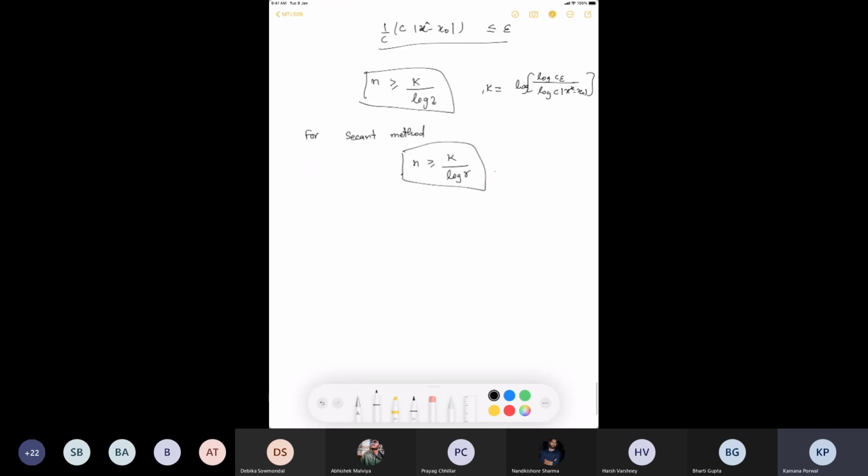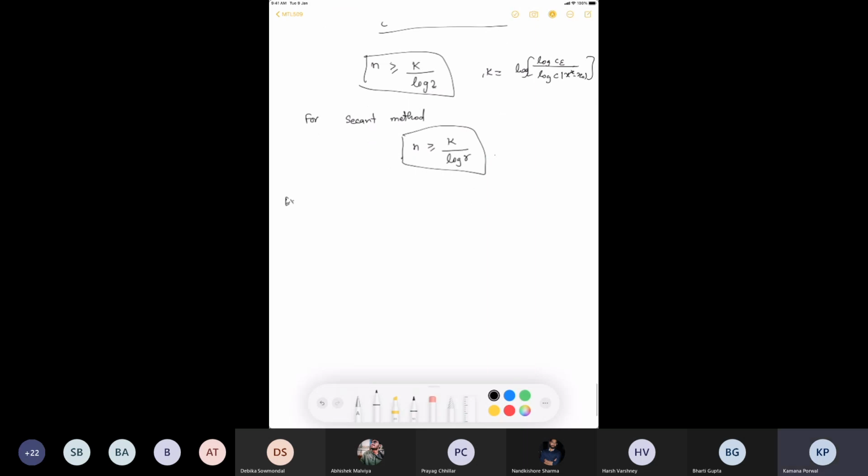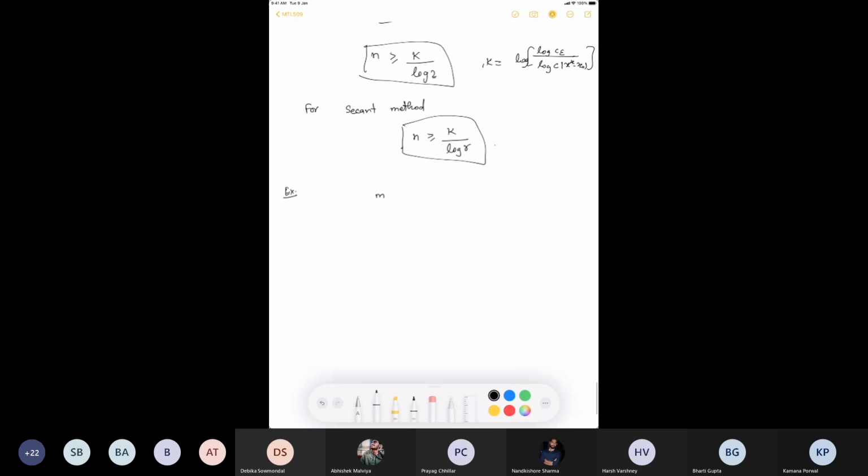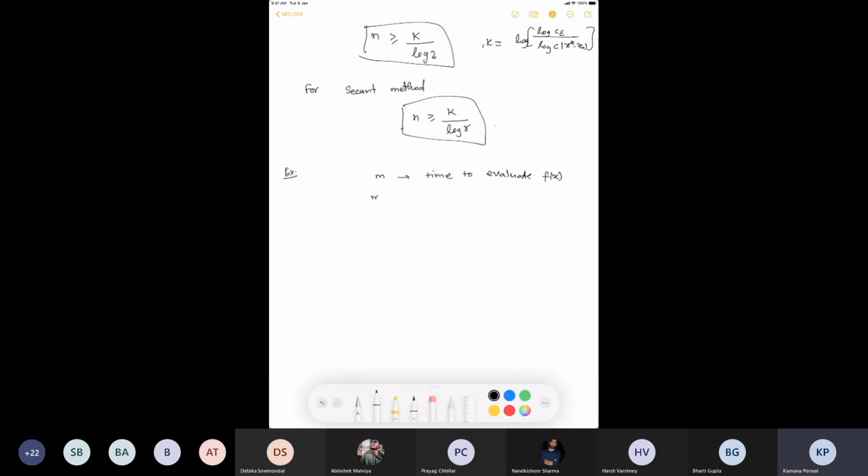So, for example, I'm leaving this as an exercise. I'm just going to explain a few steps and you can work it out. Take m to be the time to evaluate f(x), and m times s to be the time to evaluate f prime(x).